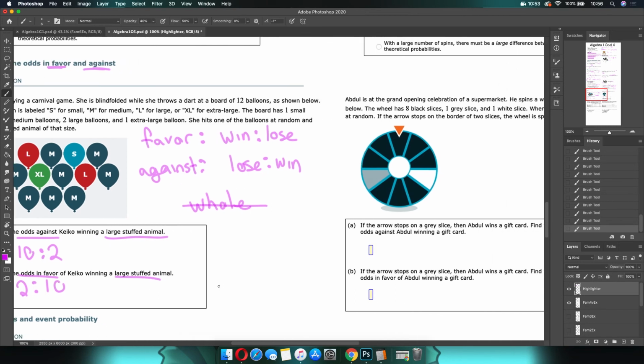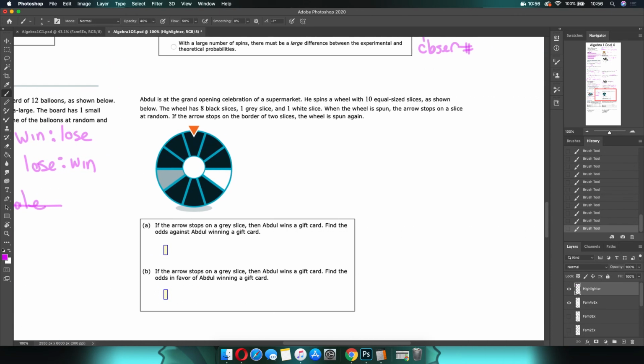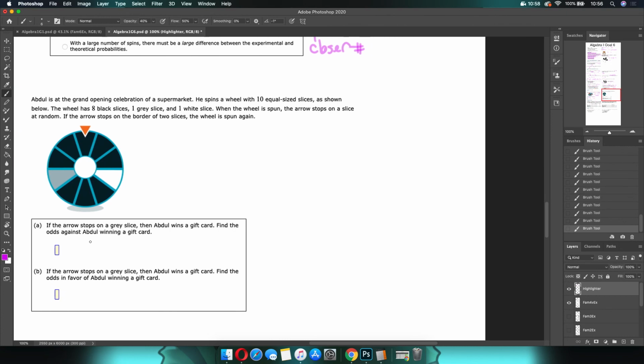All right? Give another example. Scroll to the side just a little bit. Not that much. All right, what is odds against? So it's going to be lose to win. And what are we winning? Let's see here. If it stops on a gray slice. So how many not gray slices are there? 1, 2, 3, 4, 5, 6, 7, 8, 9. And how many gray slices are there? 1. All right, let's see here. What are the odds in favor? That's going to be your win to your lose, which is going to be 1 to 9.